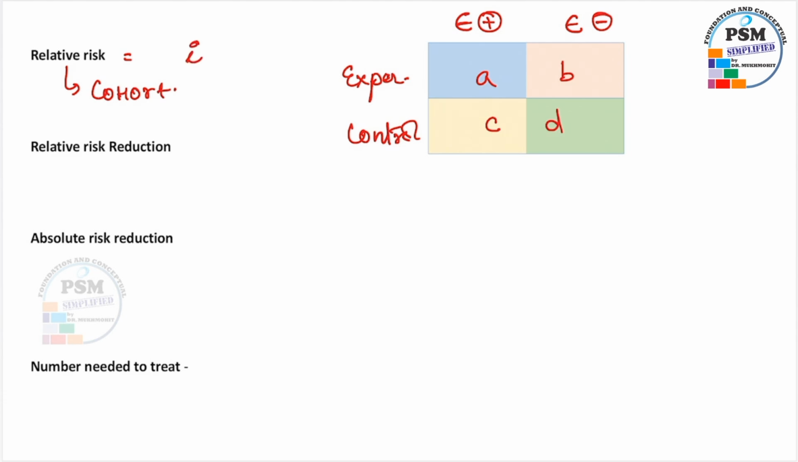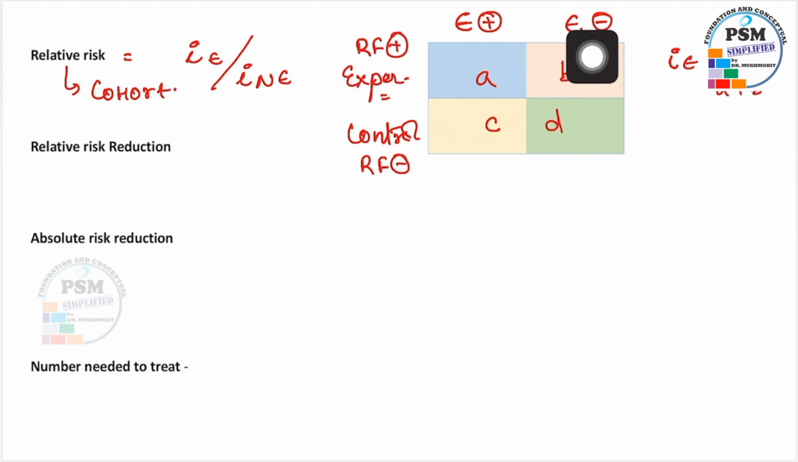It is given by the formula: incidence in the exposed divided by incidence in the non-exposed. What is the incidence over here? Let us say that this experimental group is the people who are with the risk factor and the control group is people without the risk factor. So how much is the incidence in the exposed? Can I say that the incidence in the exposed is A over A plus B, because these people are the exposed group. On the other hand, what is the incidence in the non-exposed group? Incidence in the non-exposed group will be given by C over C plus D. This is the concept for relative risk.